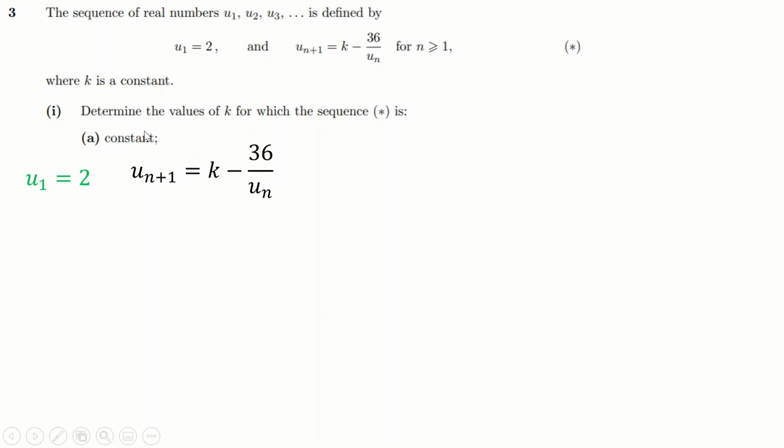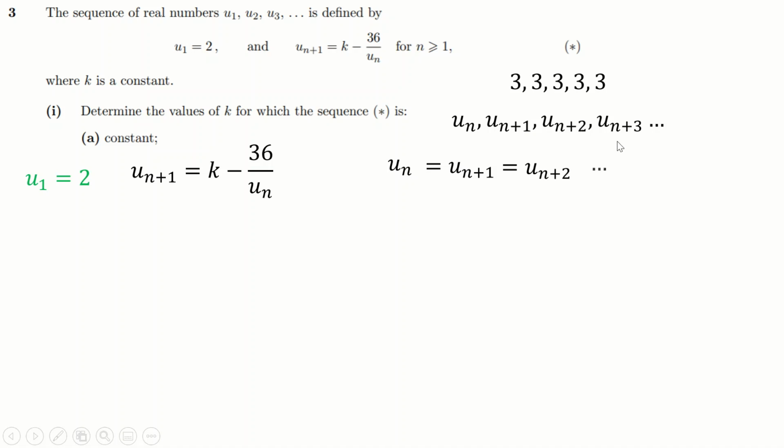Now the question they're asking me is determine the values for k. So I'm not allowed to just choose my k. It's saying find the values of k for which the sequence is constant. Now here's the recurrence they've given me, and there's the starting term. A constant sequence is just a sequence that stays the same all the time, like it never goes anywhere. So here's my sequence, u(n+1), u(n+2), and so on. What this is saying is I need un to be equal to u(n+1), which is equal to u(n+2), and so on.